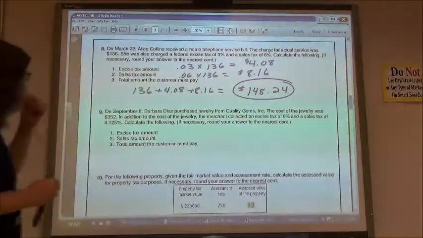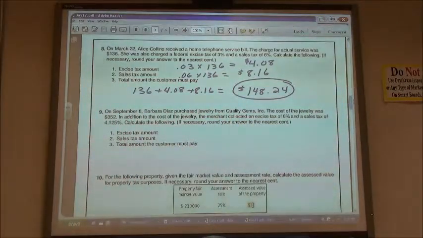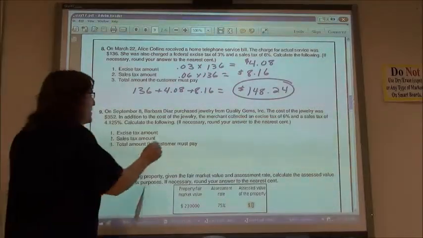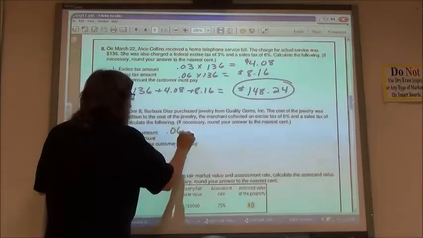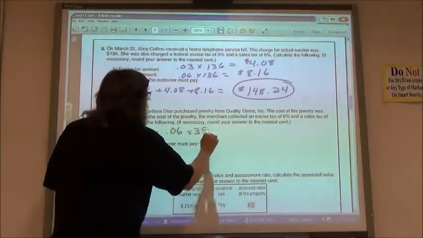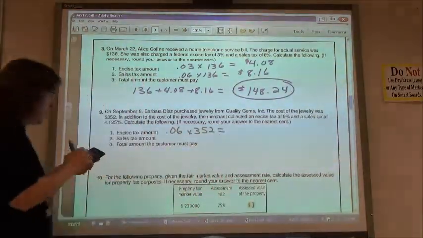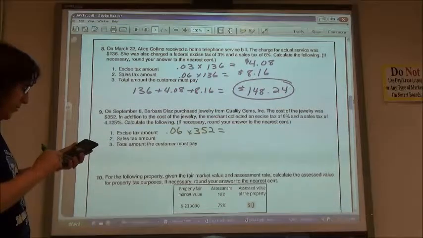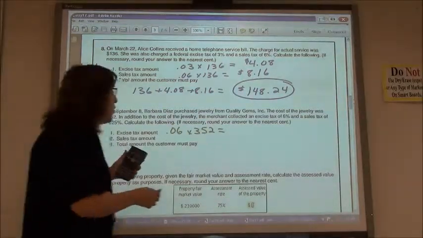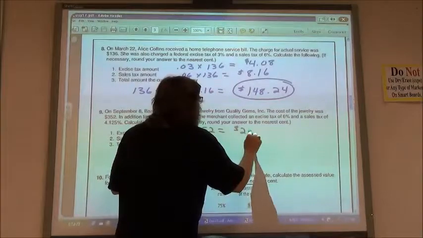Number 9, on September 8th, Barbara Diaz purchased jewelry from Quality Gems Incorporated. The cost of the jewelry was $352. In addition to the cost of the jewelry, the merchant collected an excise tax of 6% and a sales tax of 4.125%. Calculate the following amounts. So my excise tax was 6% times my $352. 0.06 times 352 gives me $21.12.